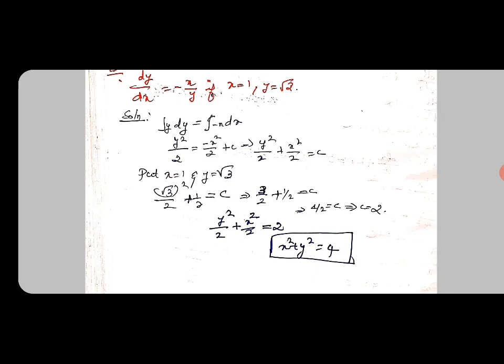If we solve it, we get root 3 the whole square by 2 plus 1 by 2 is equal to c, then 3 by 2 plus 1 by 2 equal to c, then c is equal to 2.